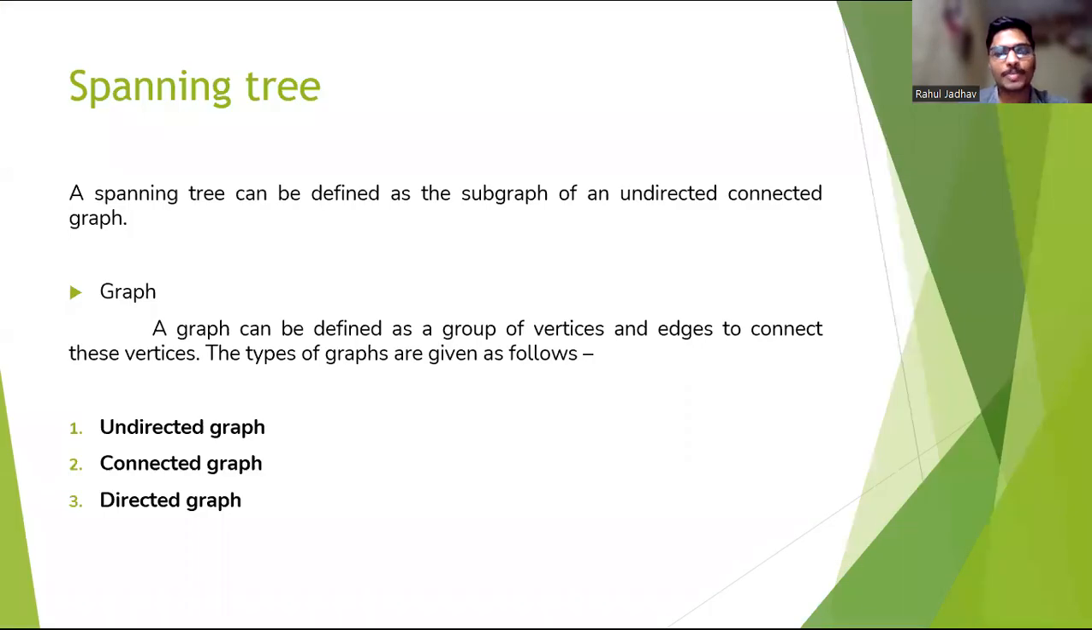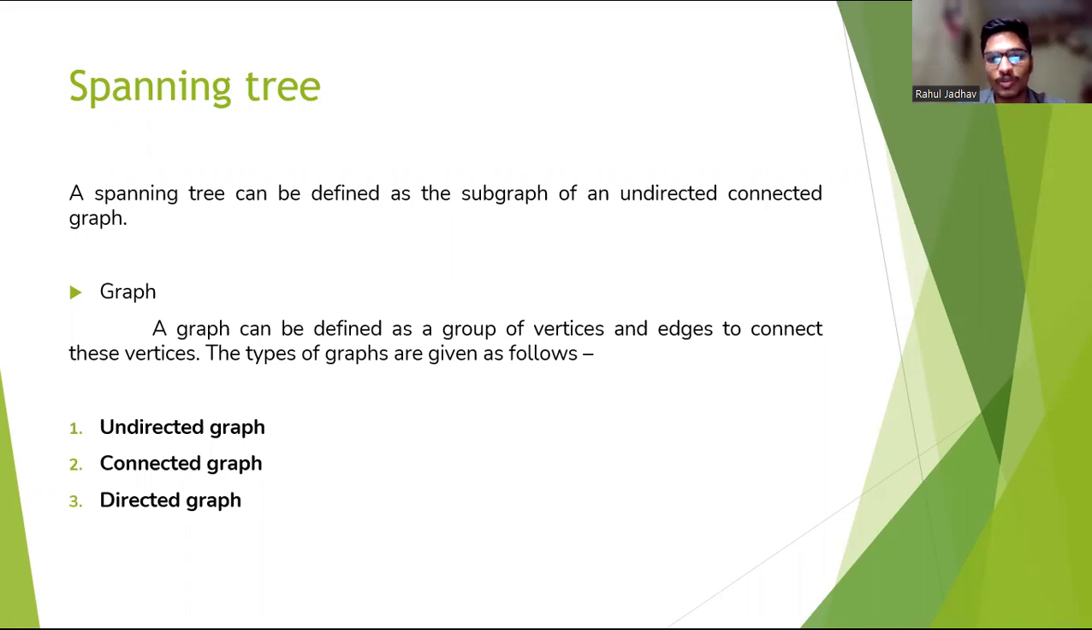Spanning tree. A spanning tree can be defined as a subgraph of an undirected connected graph. It includes all the vertices along with the least possible number of edges. If any vertex is missed, then it is not a spanning tree. A spanning tree is a subset of a graph that does not have any cycle, and it also cannot be disconnected. Here, first we see the graph.